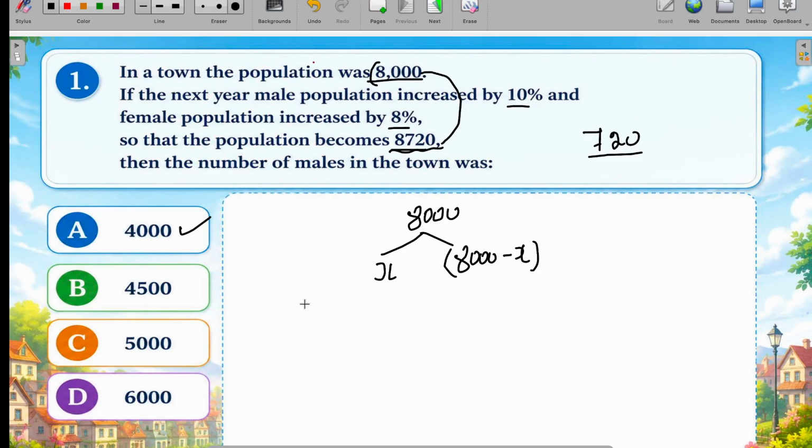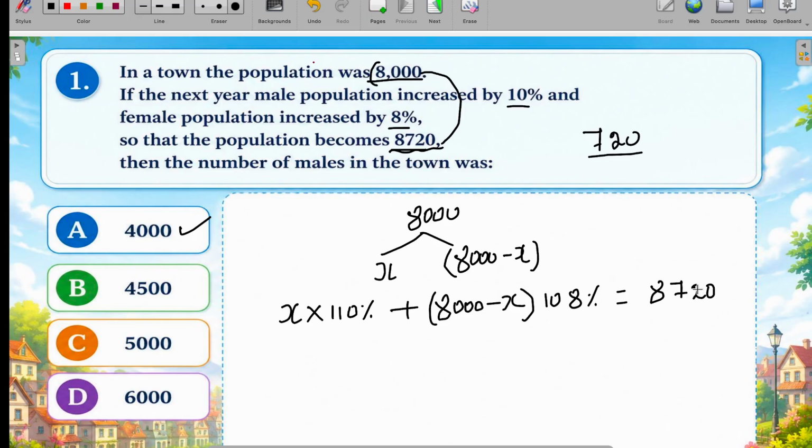If you observe here, X is the boys, and a 10 percent increase means 110 percent of X, plus 8,000 minus X, which is the females, that is girls. An 8 percent increase means 108 percent. Now the population is 8720. If you solve this, you will also get the X answer. This is also one way.